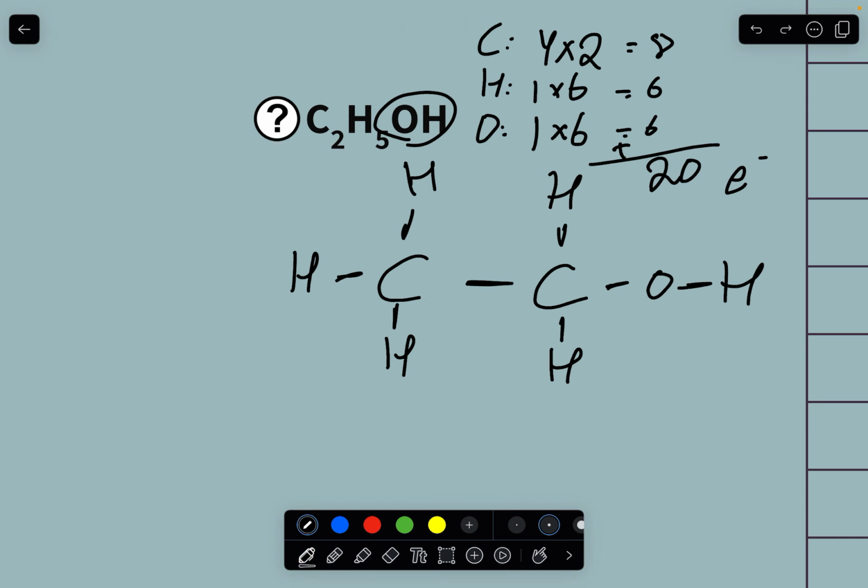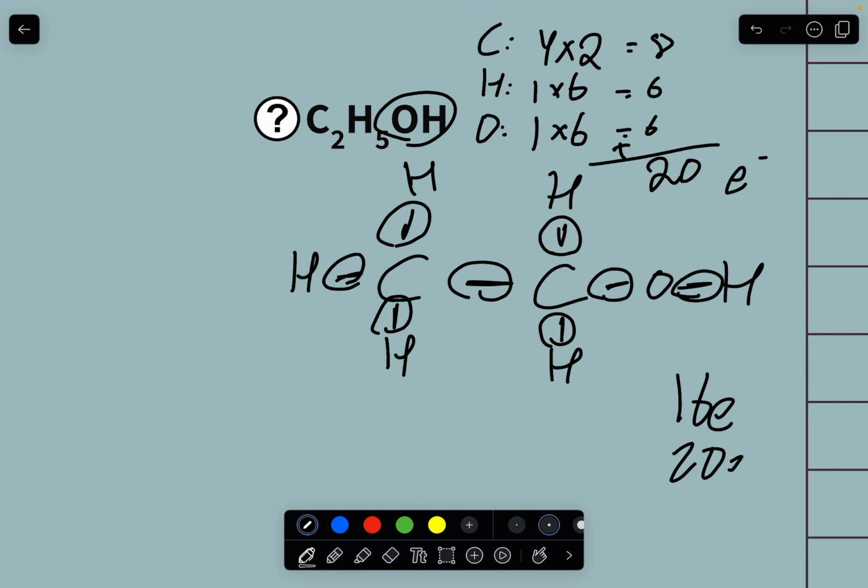Okay, and then we don't have any remaining electrons because we have 2, 4, 6, 8, 10, 12, 14, 16, or we do have remaining electrons. We have 16 electrons, right? We need 20, so we need 4 more electrons. Where do those 4 electrons go?